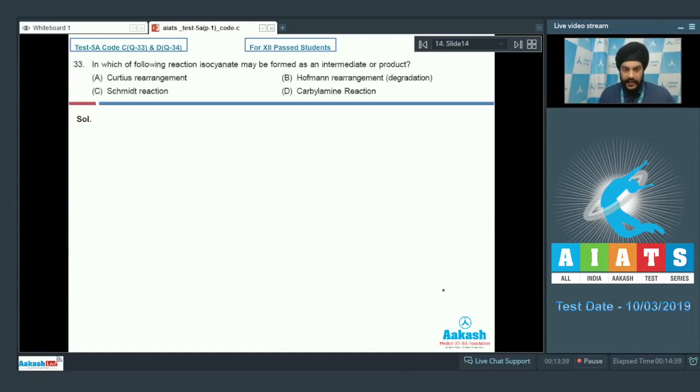Question number 33. In which of the following reaction isocyanate may be formed as an intermediate or product? So students, if we talk about the A option, we have Curtius rearrangement. So in Curtius rearrangement, we have RCOCl reacting with sodium azide NaN3. So this will lead to the formation of RCON3.